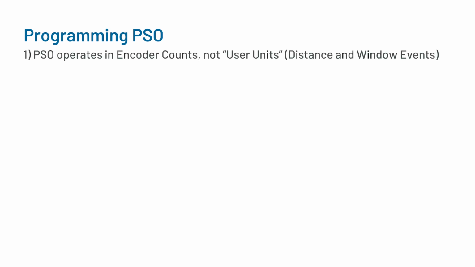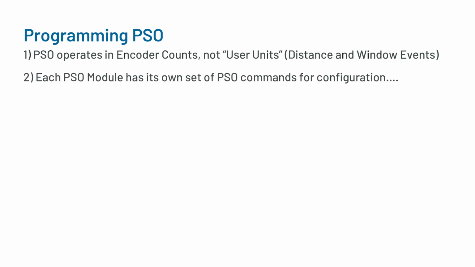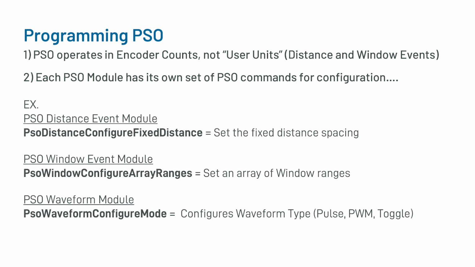Next up, let's briefly touch on the programming side of things with PSO. Again, the first thing to mention is that the PSO operates based on encoder counts, not user units. Secondly, each module in the PSO flowchart has its own set of programming commands. The distance event module has its own commands, the window event module has its own commands, and the waveform module has its own commands. If you were to follow your process through each step in the PSO flowchart, you should end up using each of these modules' individual programming commands for setting up each of those sections.